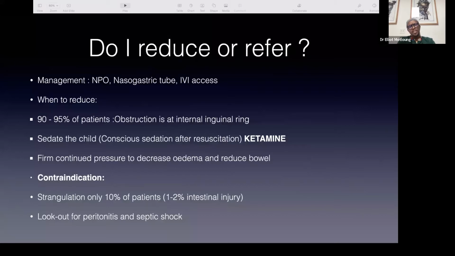So manage the patient. This is a sick child. NPO, nasogastric tube, decompress the stomach, make them comfortable, give them IV access, something for pain. Now you've got a calm patient who's not crying, who's not pushing. You can sedate the child, conscious sedation after you have resuscitated, and I use ketamine because it's a very simple and easy drug which doesn't cause much respiratory suppression. We usually give 0.5 to a maximum of 2 milligrams per kilogram.